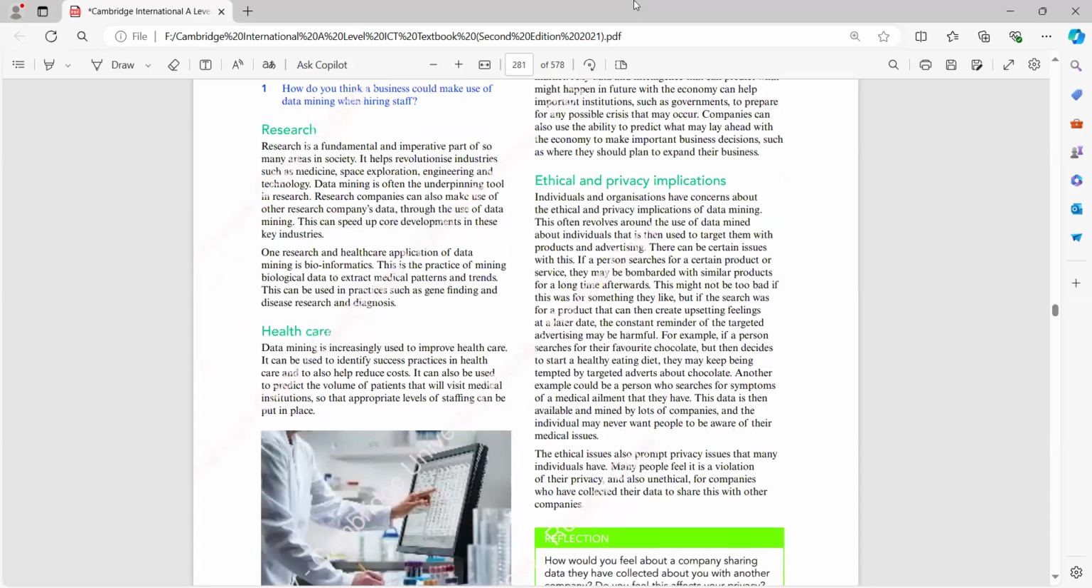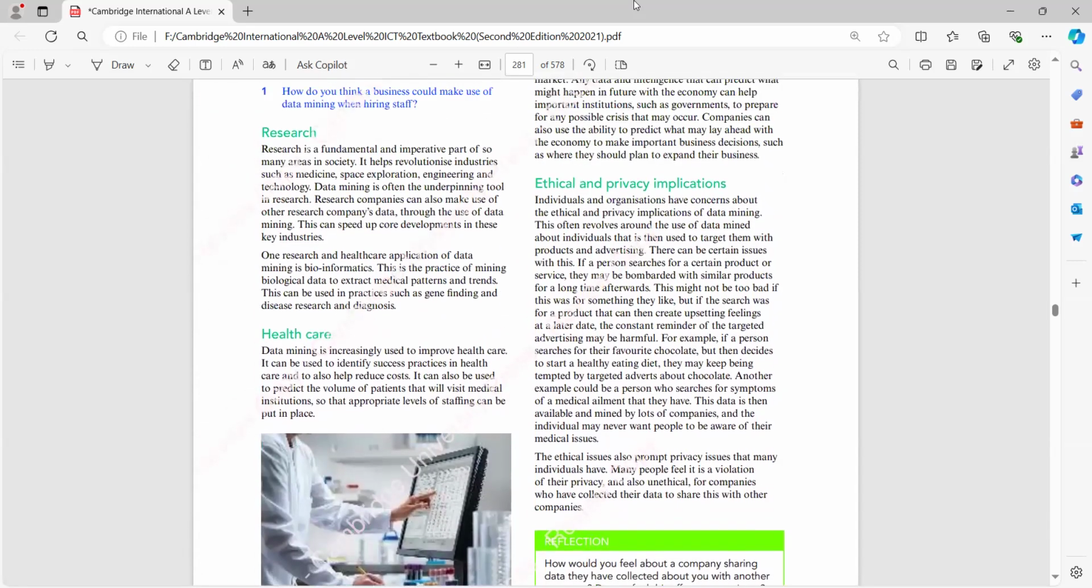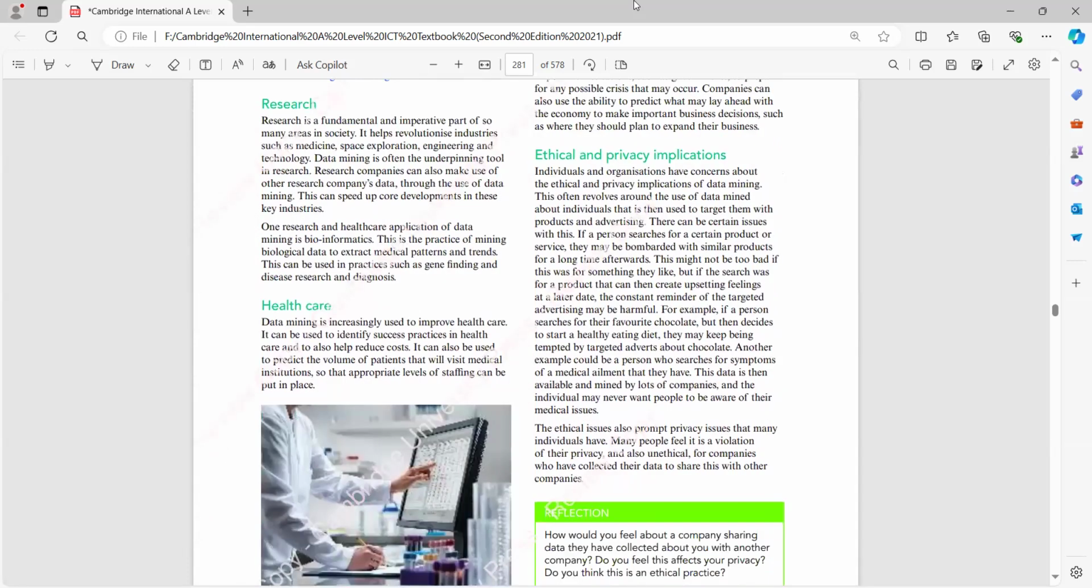You can just give it a read, and I'm just going through them. It's just simple. Individuals and organizations have real concerns about ethical and privacy practices, so this can revolve around the use of data mining. With the help of data mining, there can be certain issues. Like if a person searches for a certain product or service, they may be bombarded with similar products for a long period of time.